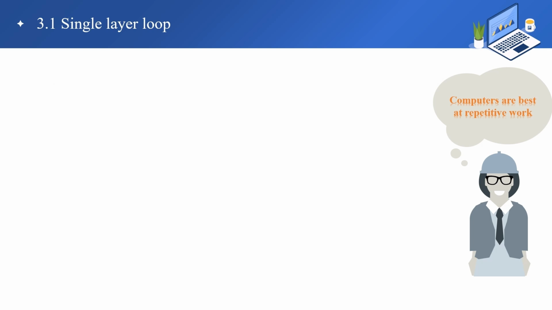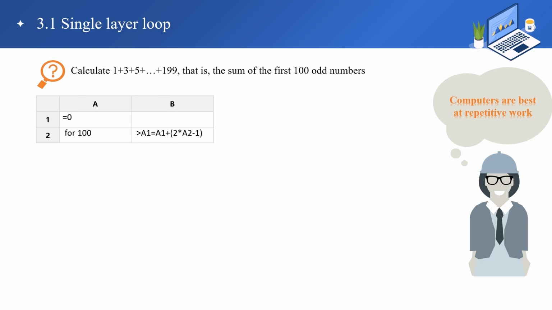We can also use this structure to calculate 1 plus 3 plus 5 all the way to 199, that is, the sum of the first 100 odd numbers. This time, it's still to add 100 numbers, so we need to loop 100 times. The loop variable A2 will still change from 1 to 100, but the number to be added is no longer a direct loop variable, and it needs to be calculated through the loop variable, 2 asterisk A2 minus 1.